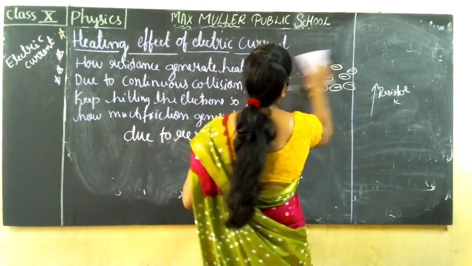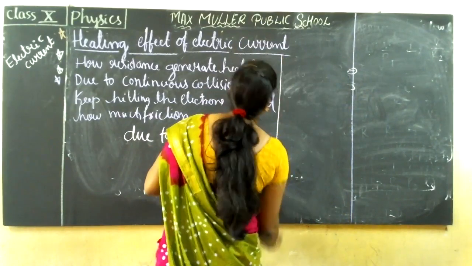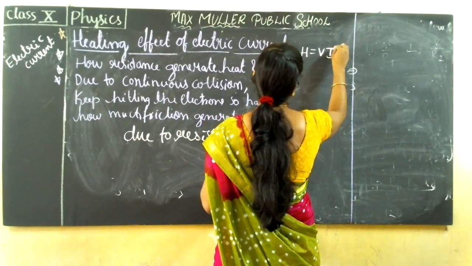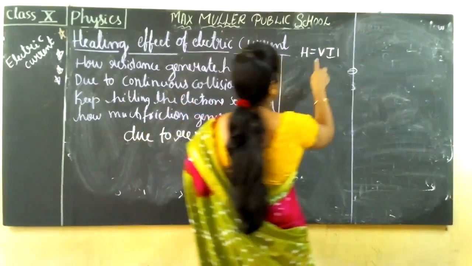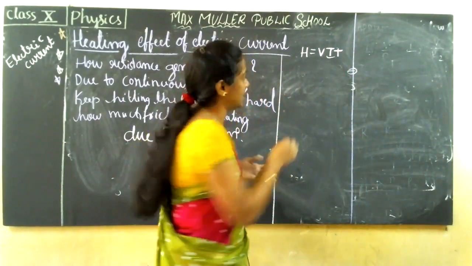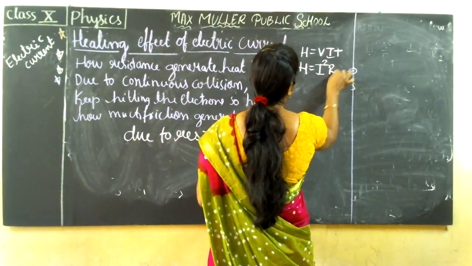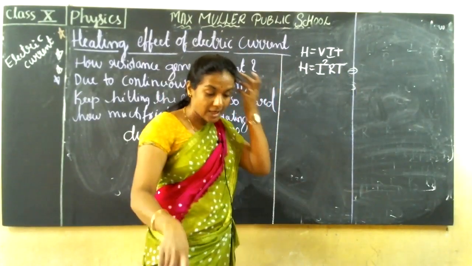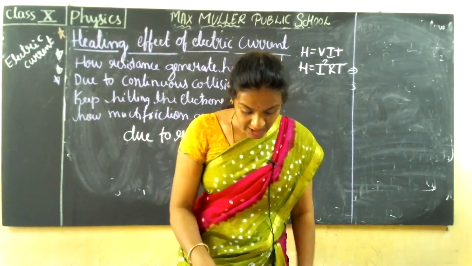What is the formula given here? These formulas are very important for your numerical problems. H is equal to VIT. Another one is H is equal to I square RT. These are the formulas that are given in your textbook. Let me explain to you how this is derived.